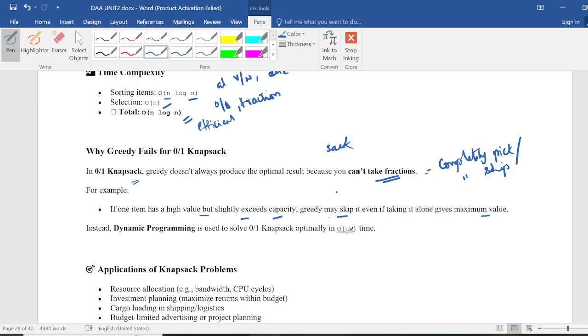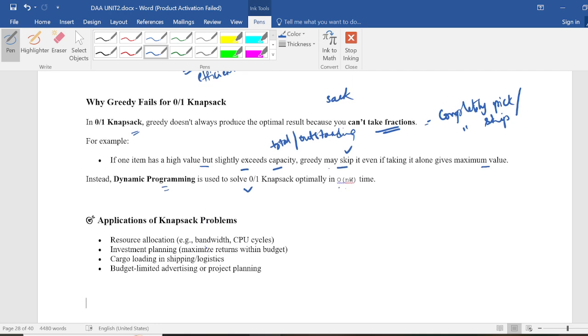Okay, so sometimes you cannot completely pick the item because it exceeds the outstanding capacity. You have an option to skip only, rather than picking it completely. In that scenario, greedy fails for 0-1 knapsack. Instead, dynamic programming is used to solve 0-1 knapsack optimally in big O of NW time. So instead of going for greedy, we can go for dynamic programming in 0-1 knapsack. Here dynamic programming works well.